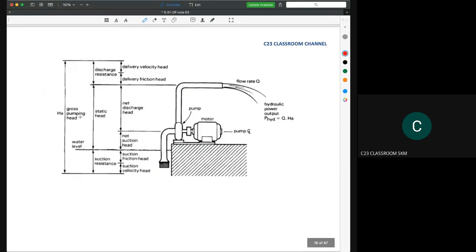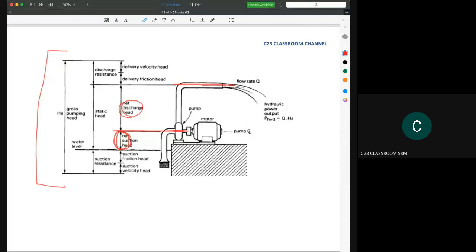Okay, and then this is a more detailed sketch for this one. I think you could understand this one. Okay, let's say we have a pump here. This is the center line of the pump. And then this is the net suction head, meaning this is the water level. And then this is the distance from the inlet water level to the center line of the pump. And then this is the net discharge head, because this is the level of the outlet.